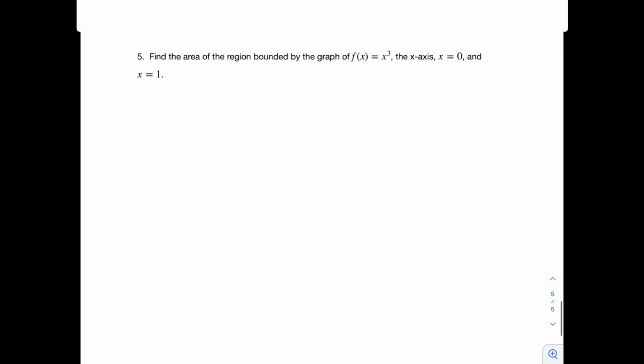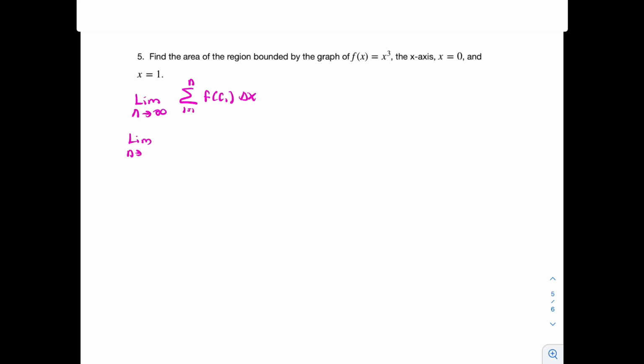All right, let's see how this actually works in a problem. So we're going to find the area of the region bounded by the graph of f of x equals x cubed, the x-axis, x equals 0, and x equals 1. So I'm going to start by plugging into our formula the limit as n goes to infinity of the summation of i equals 1 to n of f of c sub i times delta x.